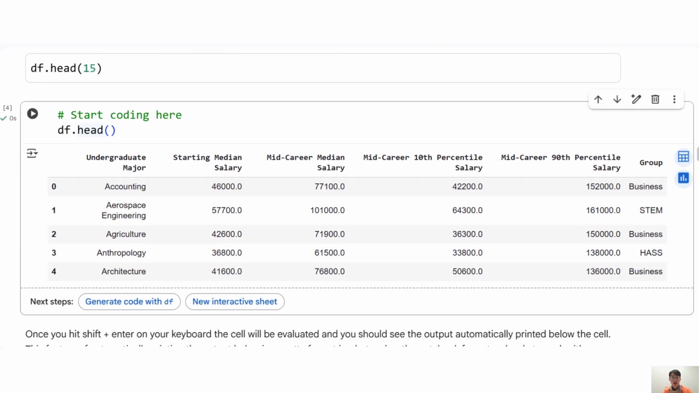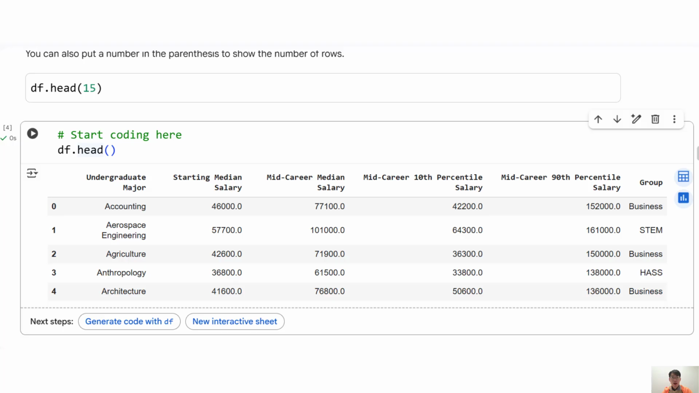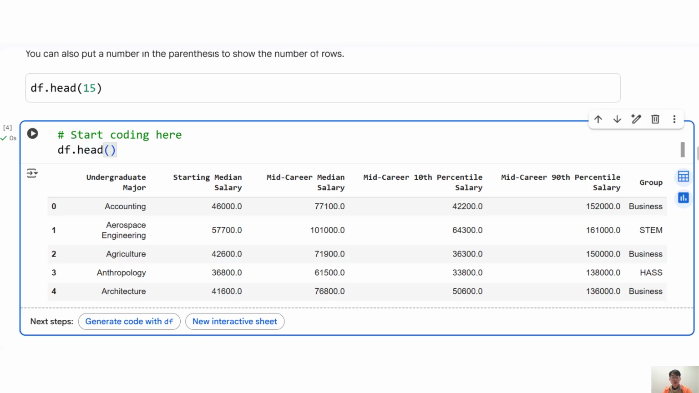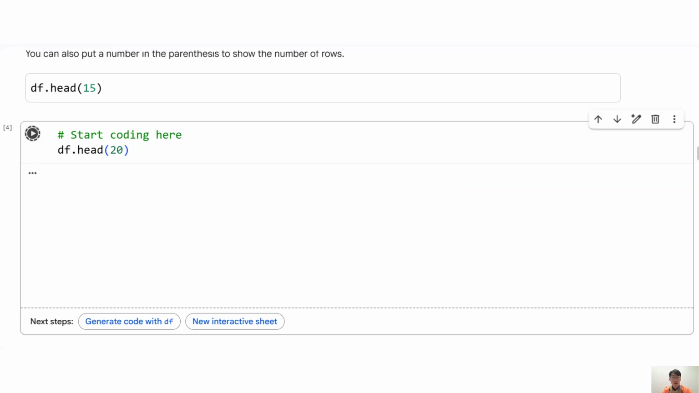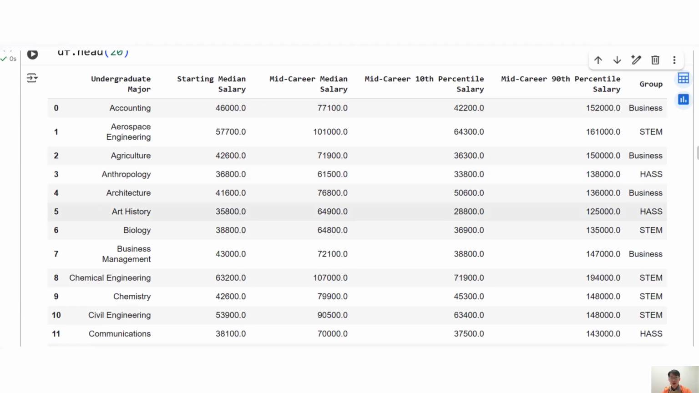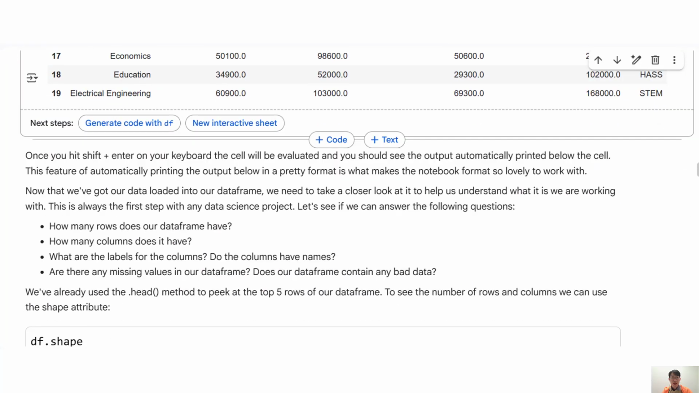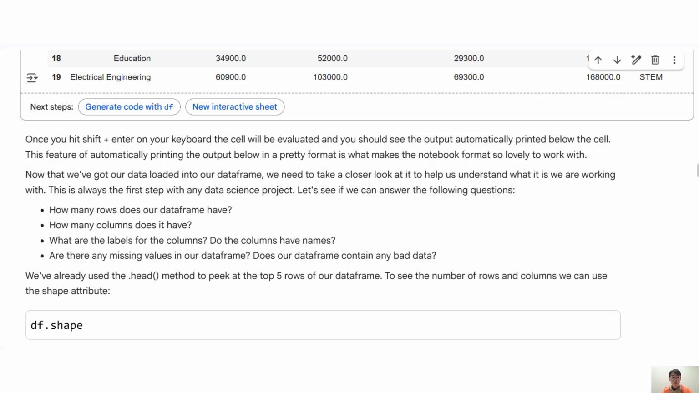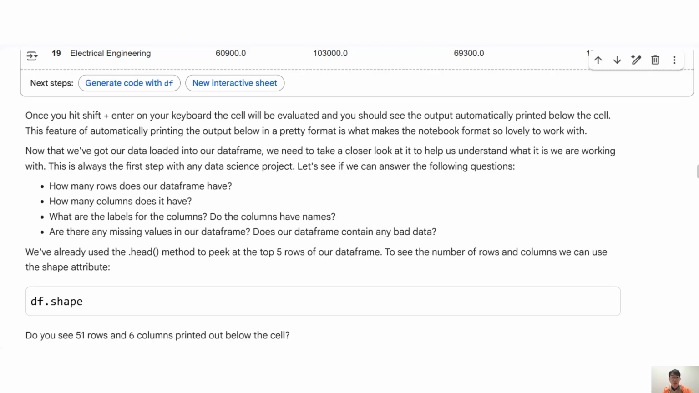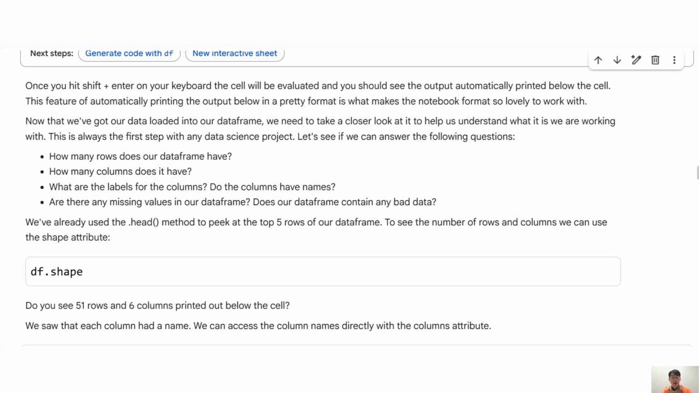You will see the first 5 rows of the data: undergraduate major, starting median salary, mid-career median salary. And if I change the number inside, I want to see 20 rows. Run the code again, you will see 20 rows. Okay, and also their group with schools. Nice. Okay, so the next thing we want to know is how many majors are there, also equals how many rows the data frame has, how many columns, what are the labels of the columns, and whether there are any missing values.